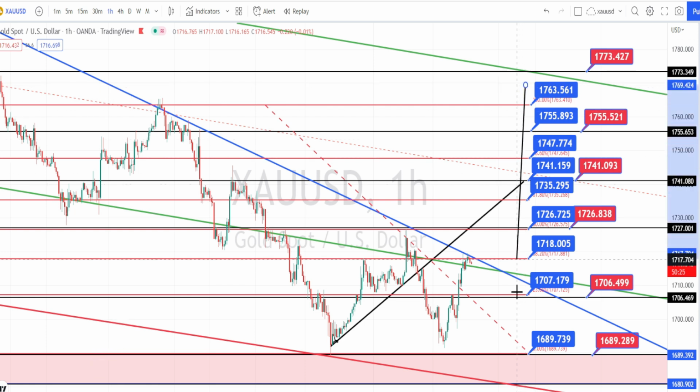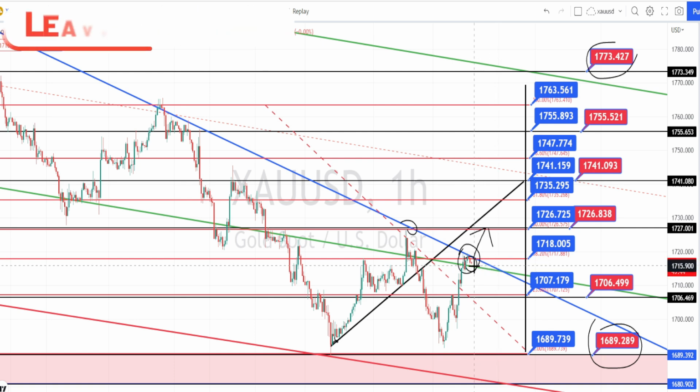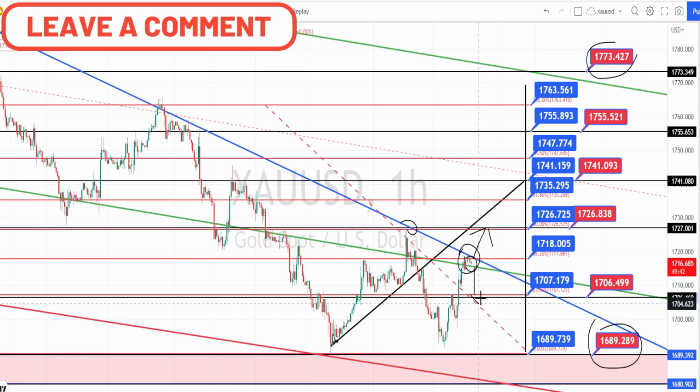So the values within this blue color boxes are the resistance and support levels for hourly time frame. And the values in red color boxes are the resistance and support levels for daily time frame, which is the higher time frame. So wait for the price action to break this resistance line from the 4 hours time frame in order to continue trading on the bullish side retracement, or wait for the price action to break this green color support line from the daily time frame bearish channel pattern in order to take trades on the bearish side.